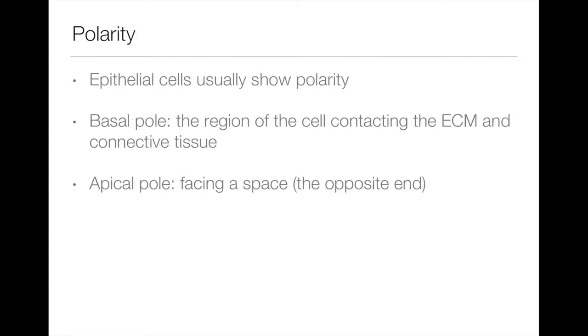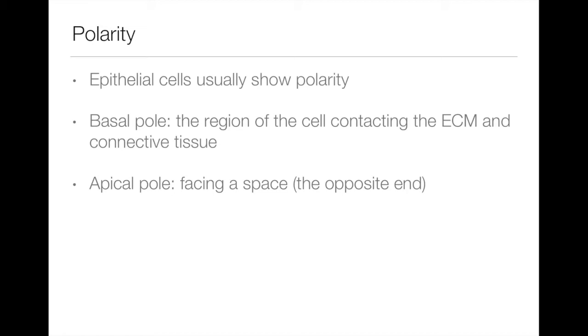Epithelial cells usually show polarity. We have talked about polarity in the cell videos. But let me remind you, it means that cells have an orientation inside them. They have two ends, two poles as they're called, and each pole has a different distribution of organelles, and membrane proteins are distributed unevenly within the cell according to the pole. So we say that the epithelial cells have two poles: the basal pole and the apical pole.